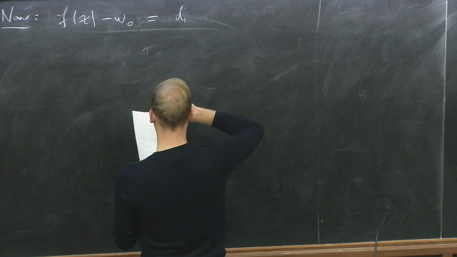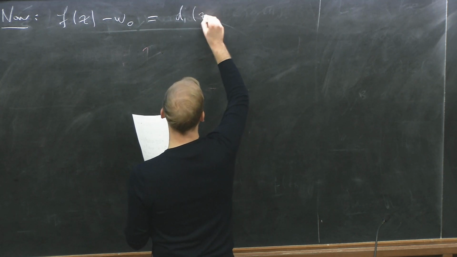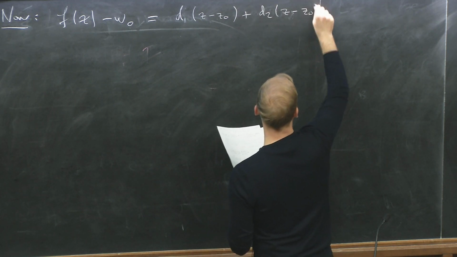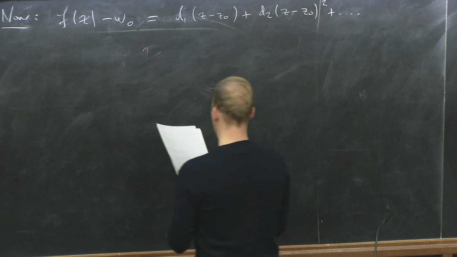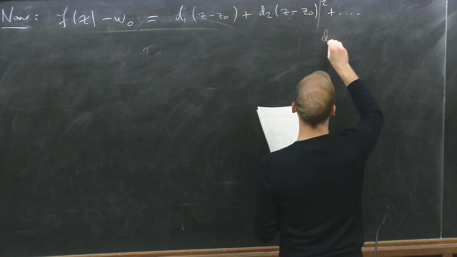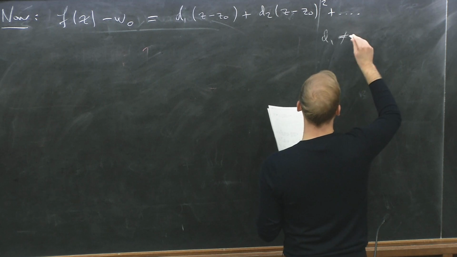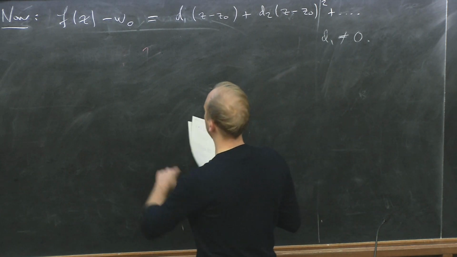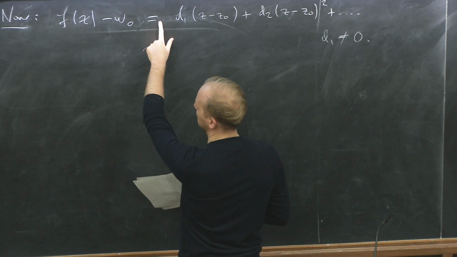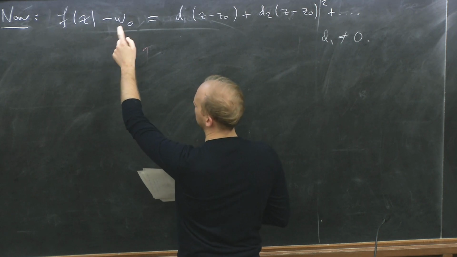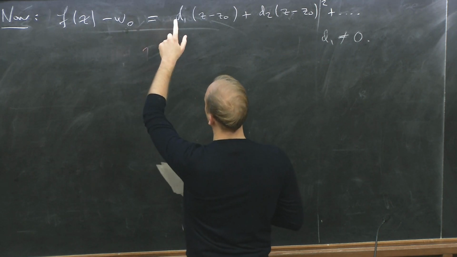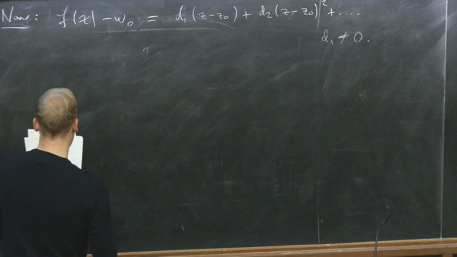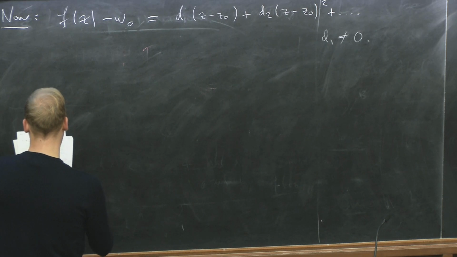So it's d1 times z minus z0, and so on, where d1 is the first non-zero coefficient. Of course, the constant coefficient here is equal to 0 because w0 is f of z0. So there is no d0 in this expansion. So we just look at this.